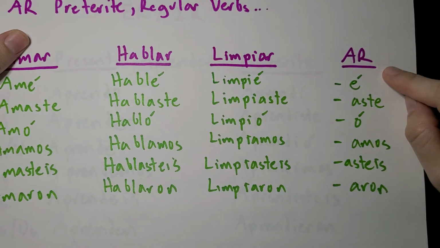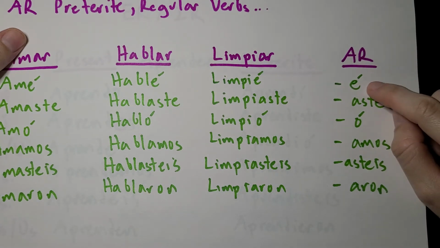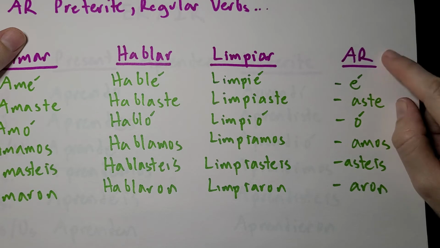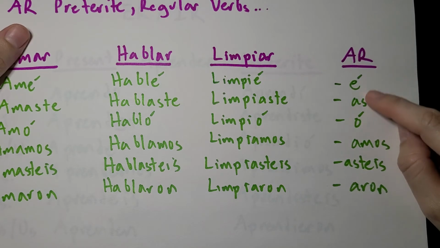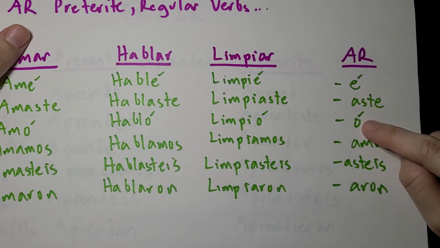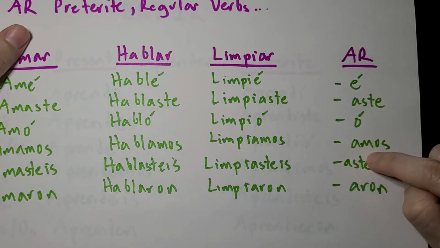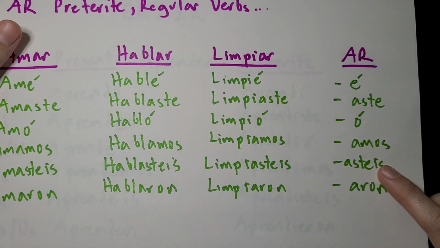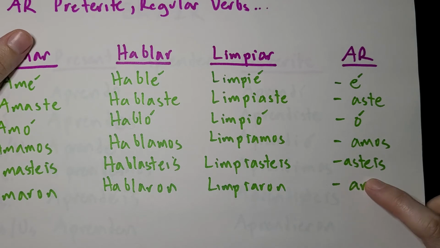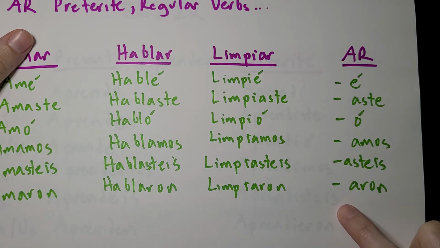So, let's look at the AR endings by themselves. Yo, the AR will become an é. Tú, the AR will become an aste. Él, the AR will become an ó with an accent. Nosotros stays the same as the present tense form. AR becomes amos. Vosotros, AR becomes asteis. And for ellos, AR becomes aron.